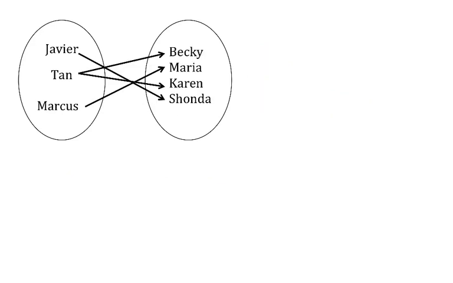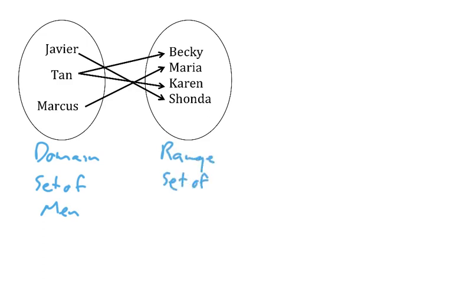Here's another one written as a mapping, a little bit different here. In this case, the domain represents a set of men, and the range represents a set of women. The arrow shows pairings, and in this case, let's say that the arrows represent who is dating whom.